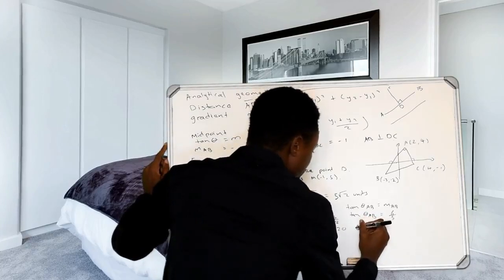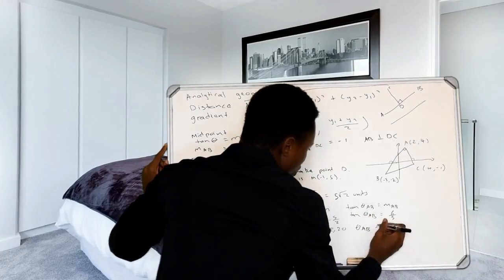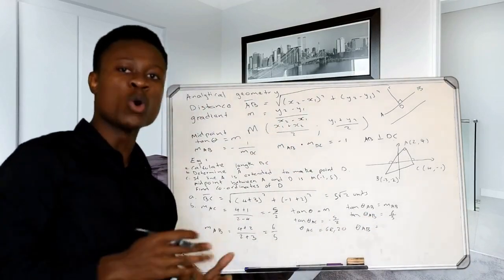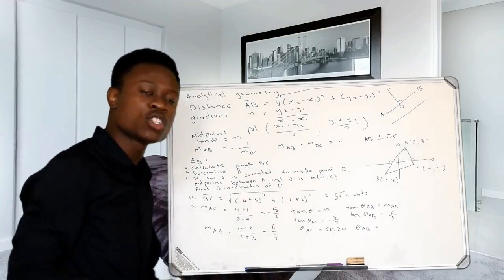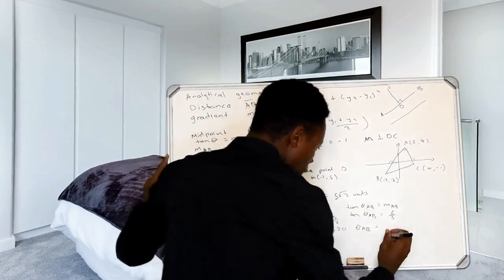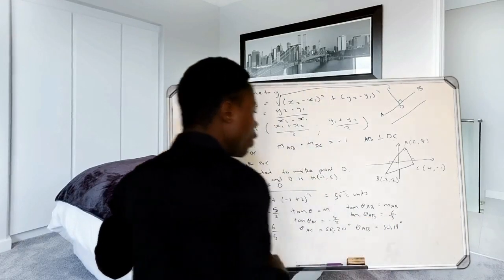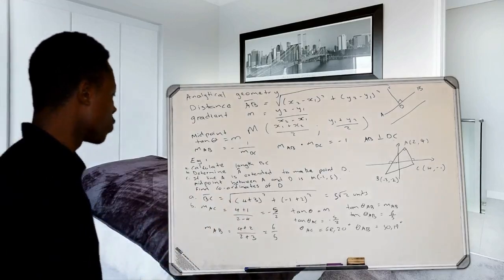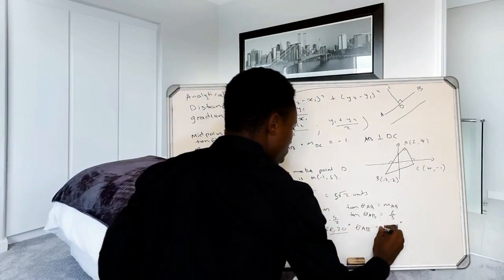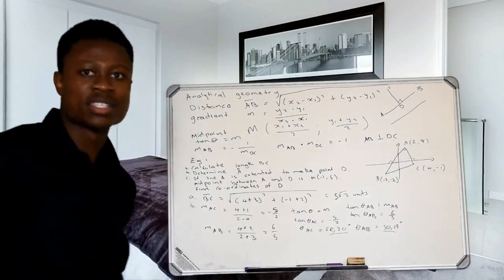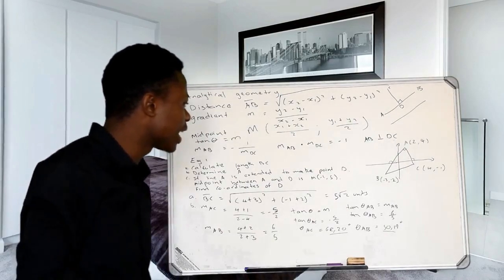So how do we find theta AB? You look for the tan inverse on both sides. So it'll be tan inverse of 6 over 5, which should give you 50.19 degrees. So you have your two values now. You say, okay, I have my values. Now what? Okay, let's look at it like this.